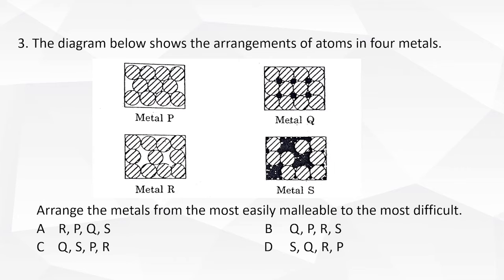Both metal Q and metal S are alloys. Metal Q is an interstitial alloy, in which atoms of a different type and smaller size tend to fit into the interstitial space. So, it is not that easy to be malleable. Last is metal S. It contains a lot of foreign atoms, which disrupt the orderly arrangement of metal S. Hence, metal S will be the most difficult to make its atoms slide over each other, followed by metal Q, P, and R, which is easiest to be malleable.